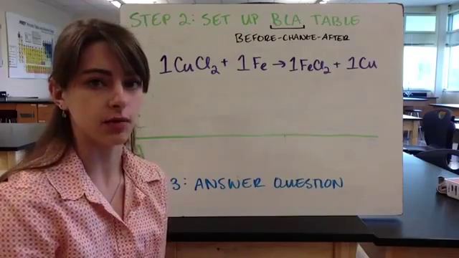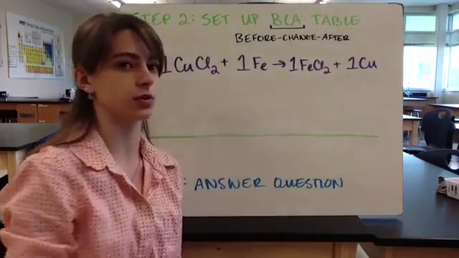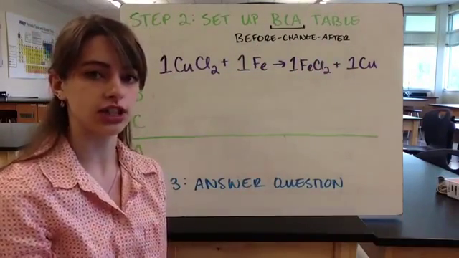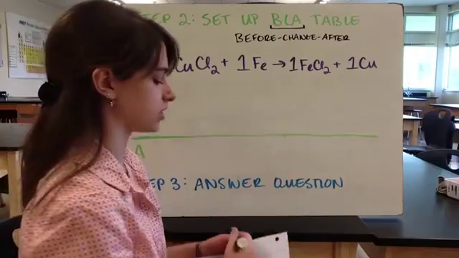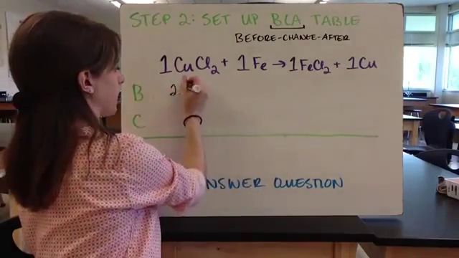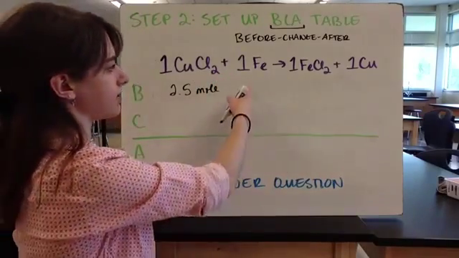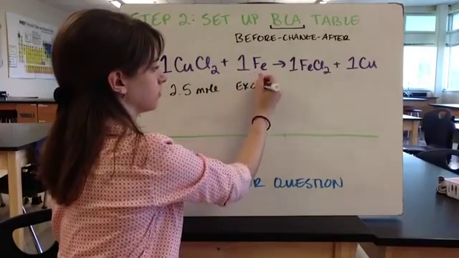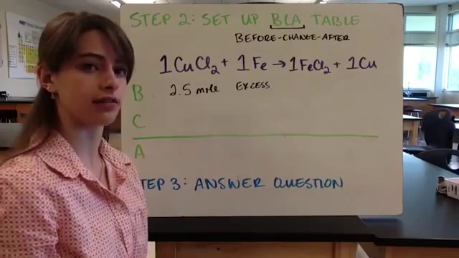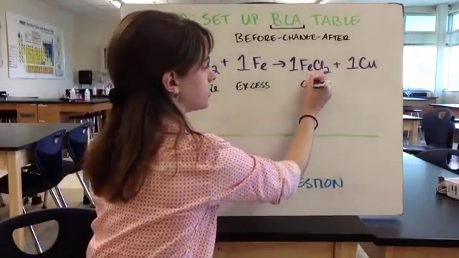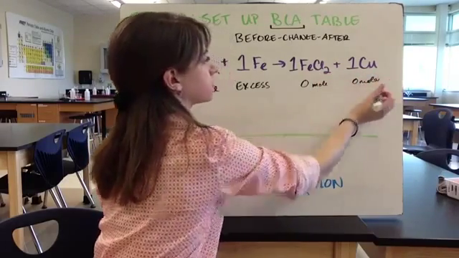Our next step is to set up what we're calling a BCA table. BCA stands for before, change, and after. So we're going to look at what we initially start with, what changes happen during the reaction, and what we have at the end of our reaction. So we said that we started with 2.5 moles of copper 2 chloride. We have excess iron. That simply means that we have more than we need to do the reaction. So we know we're going to have iron left over. And we initially have 0 of either of our products.